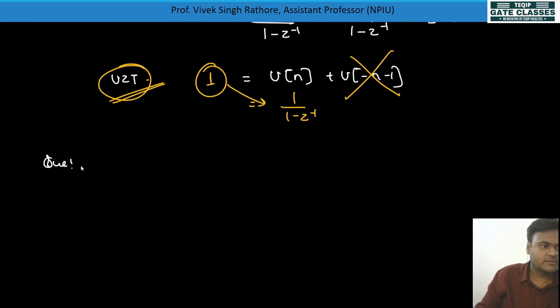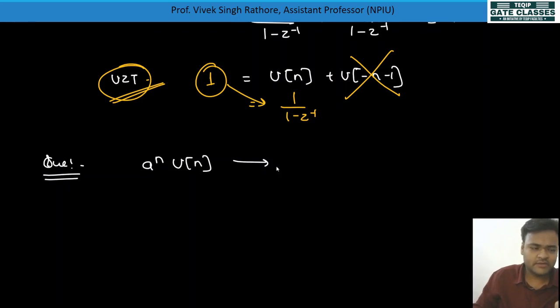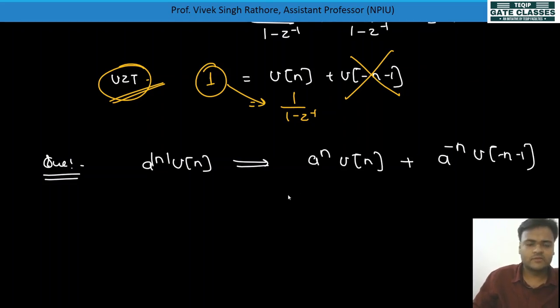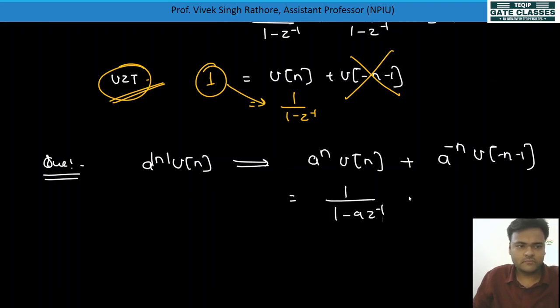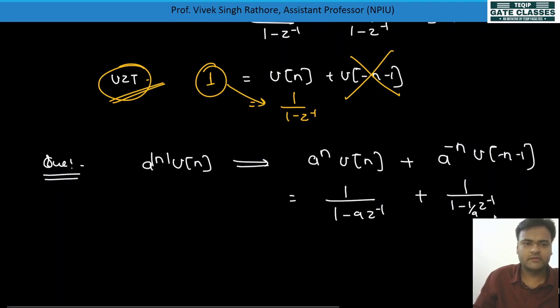Again, I'll give you one question. Let's suppose a to the power n u of n is there. First of all, understand this is equivalent to a to the power n u of n, and here we can say a to the power minus n u of minus n minus 1. So for bilateral we can write 1 by 1 minus a Z inverse, and here 1 by 1 minus 1 by a Z inverse, and a negative sign will come here.